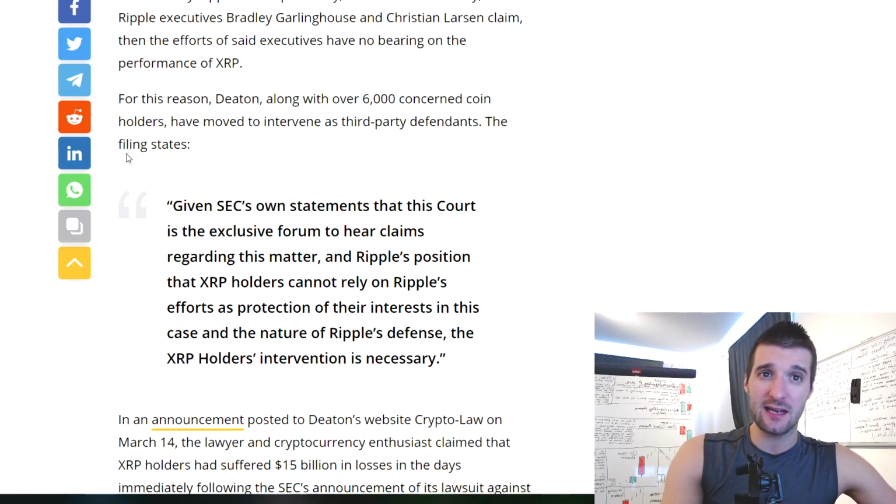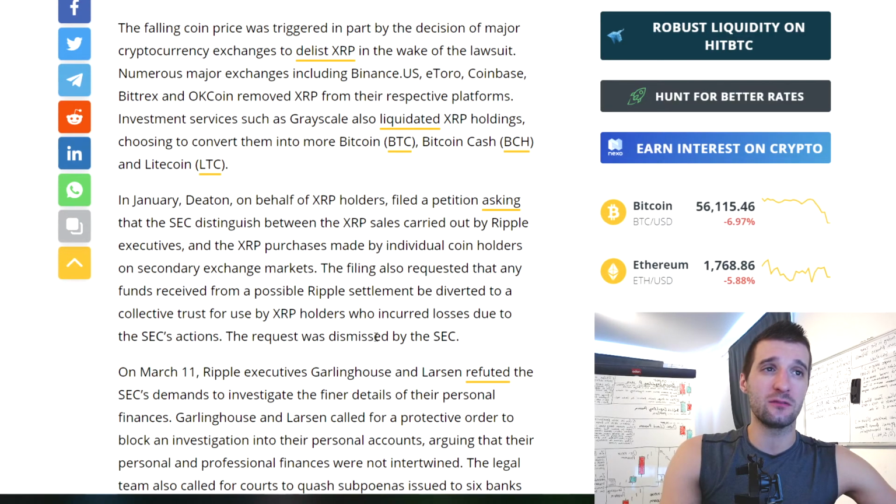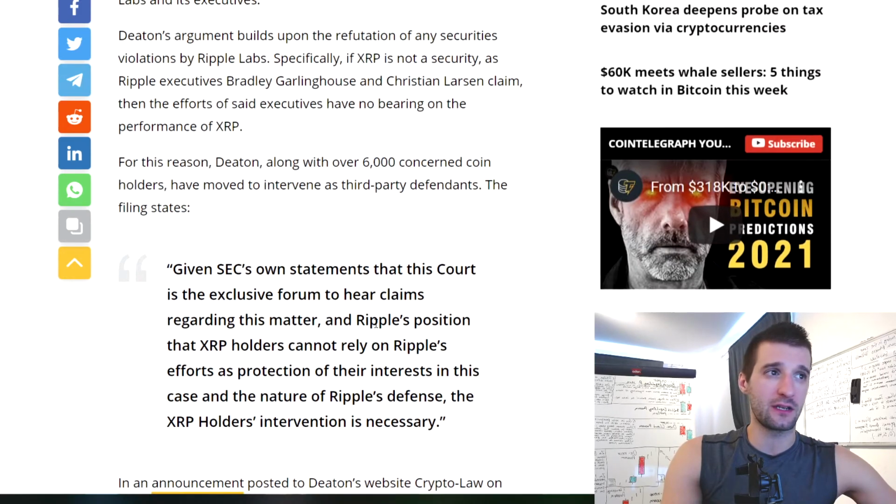The filing stated, given the SEC's own statements that this court is the exclusive forum to hear claims regarding this matter, and Ripple's position that XRP holders cannot rely on Ripple's efforts as protection of their interests in this case, and the nature of Ripple's defense, the XRP holders' intervention is necessary. Wow, this is going to be very interesting. Lawsuit, court over here, and the fight.